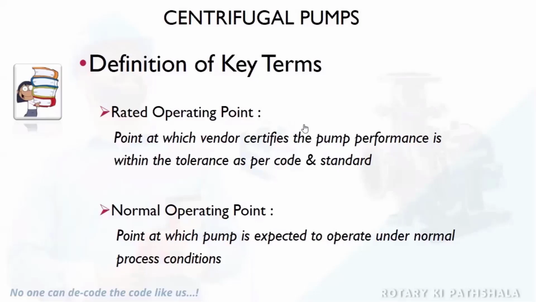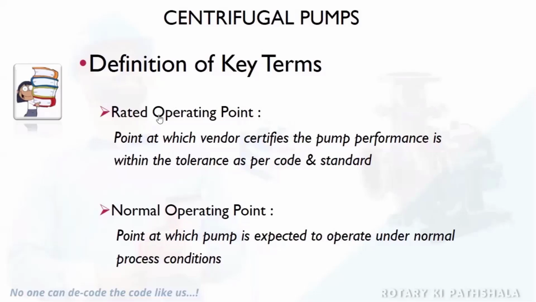Now, when we know the difference between these two points, one is the rated condition, the other is the normal condition. The rated condition, as per the definition, is the guarantee point by the vendor, whereas the normal point is where the pump is expected to operate most of the time. So what is the difference here? If you don't know the definition of these two terms, there is a possibility that you may miss out, and you can ask the vendor to give the guarantee at the normal operating point. Because you are saying that the pump is most of the time expected to operate at this condition, then why should the guarantee be at the rated operating point?